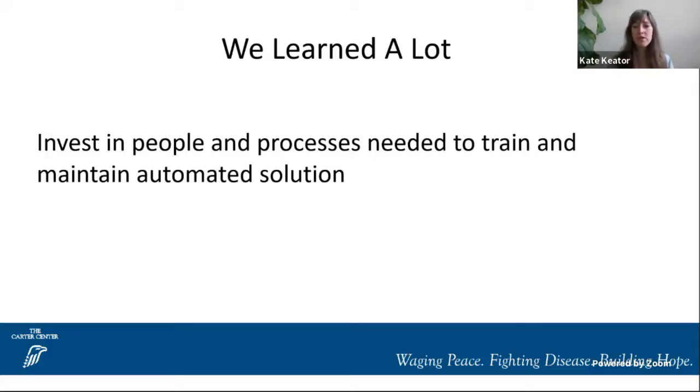So just a quick review, the lessons learned were that data hygiene is important, especially if using text to classify conflict data. Automation can catch human errors, which is great. And you need to invest in the people and processes to make this happen.